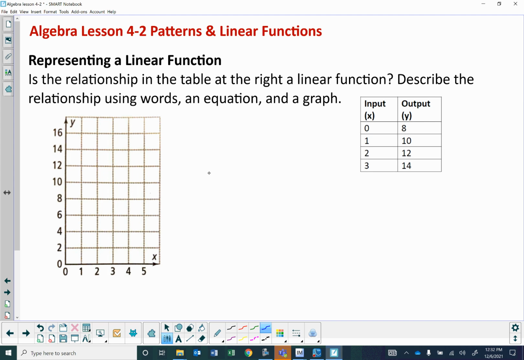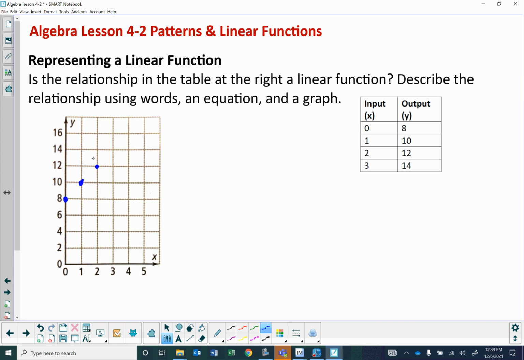by graphing these values. So when x is 0, y is 8. So I'll go 0 on my x-axis, and I'll go up to 8 on my y-axis, and I'll plot that point. When x is 1, y is 10. So go over to the x-axis, go over 1, and up 10, and plot that point. When x is 2, y is 12. So on the x-axis, I'm going to go to 2. On the y-axis, I'm going to go up to 12, and plot that point.